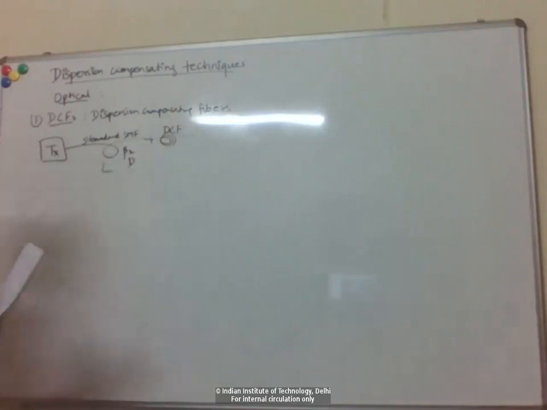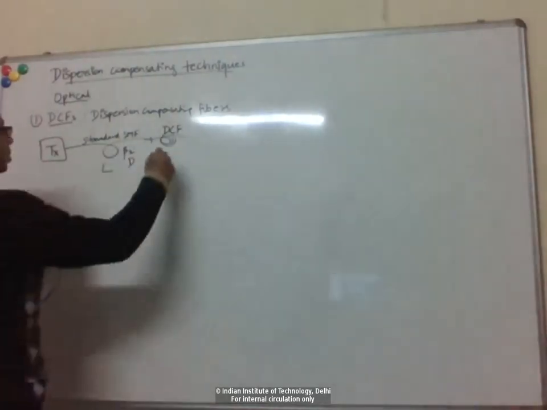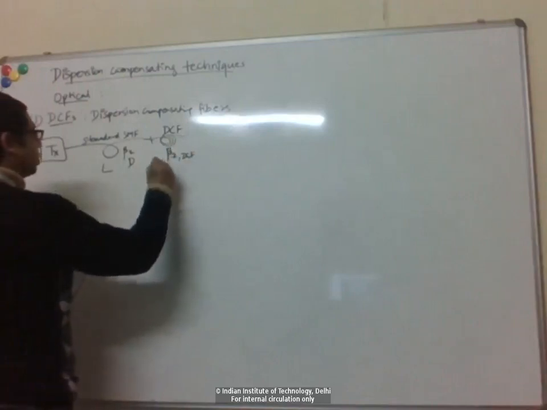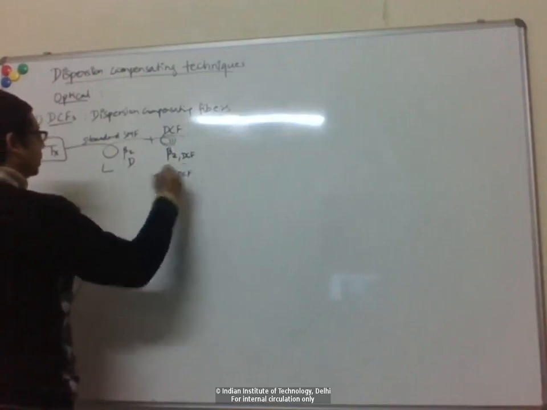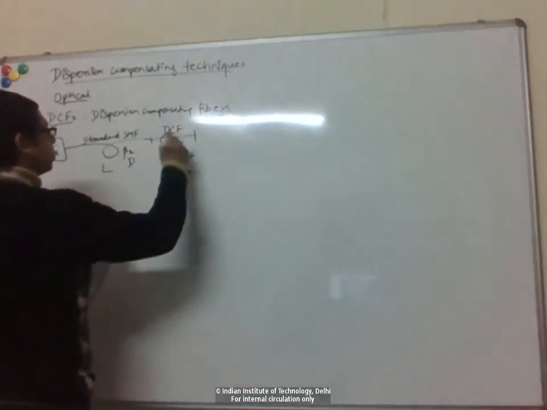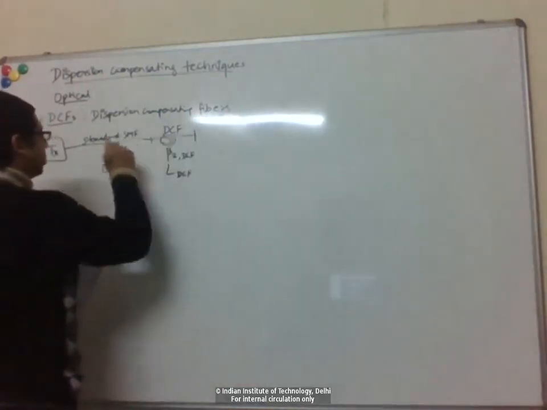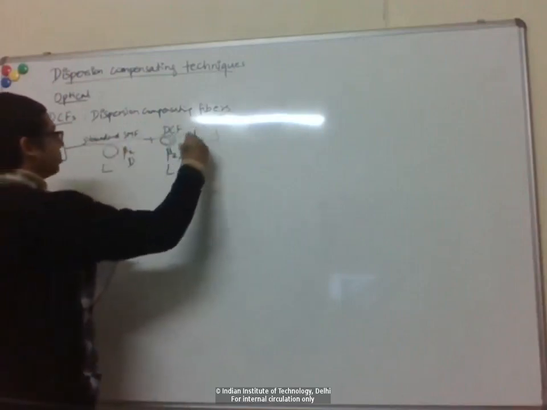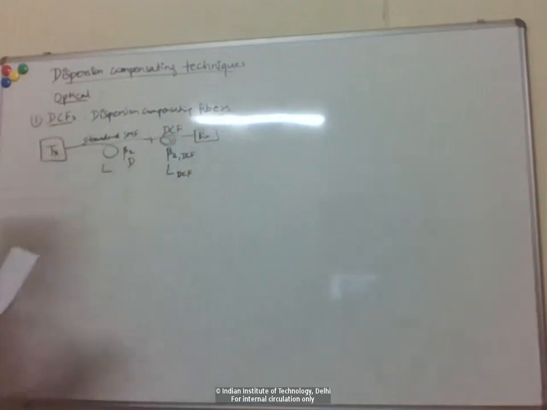which has the opposite sign of dispersion, right? So let's say this has a beta 2 value of beta 2 DCF and a length L DCF. So we put this fiber to compensate for the broadening happening in your standard single mode fiber, and then send it to your receiver.